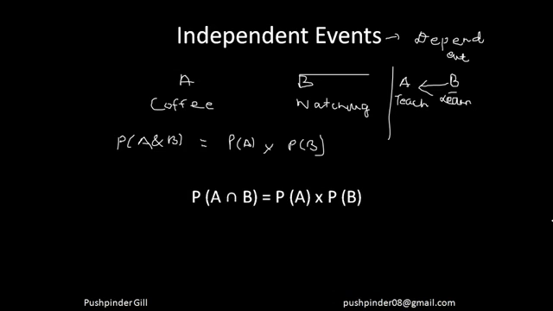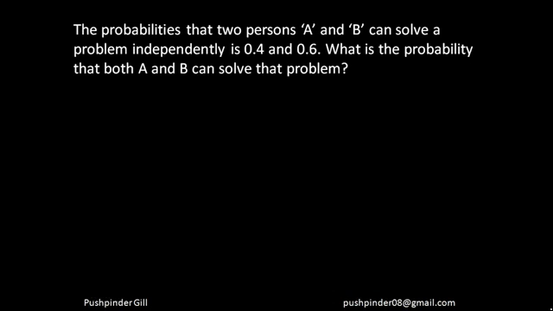So the probability of both the events happening, that is the probability of A intersection B, which shows that both the events are happening together, is equal to the probability of event A happening times the probability of event B happening, right? So I hope everyone understood what independent events and mutually exclusive events are. Now let's move further and do a question over here.